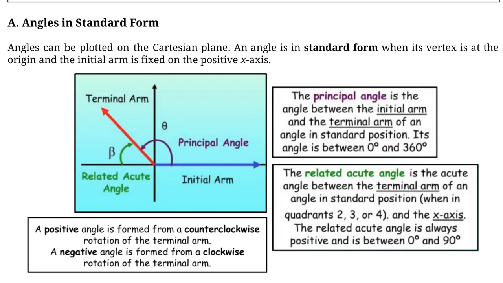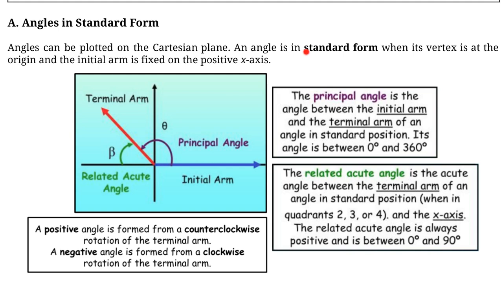We're going to start drawing angles on the Cartesian plane, and in this lesson, we'll be exploring the trigonometric ratios for angles greater than 90 degrees. First, we need to learn some very important terms. So we have our initial arm, and that's the arm where your angle begins, and then the terminal arm is where your angle ends. The angle measurement is between your initial arm and your terminal arm.